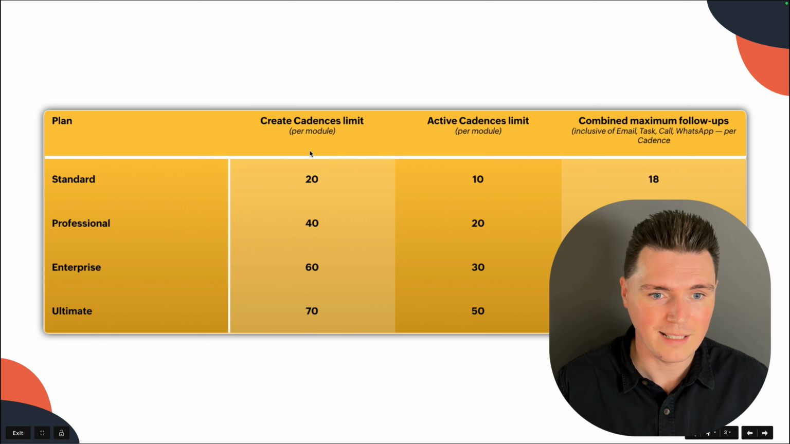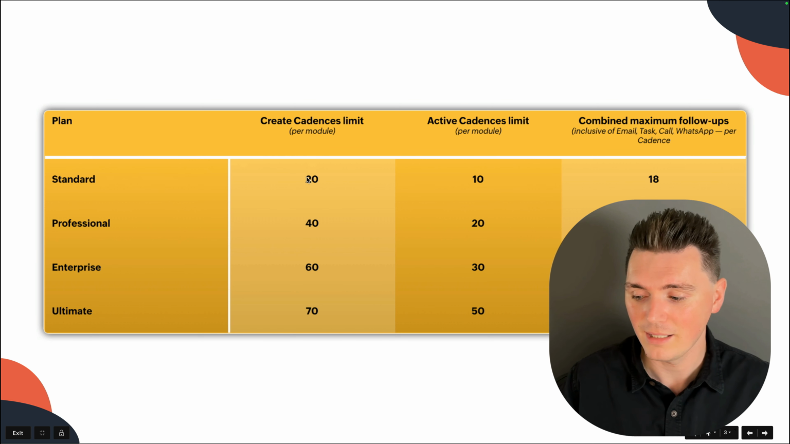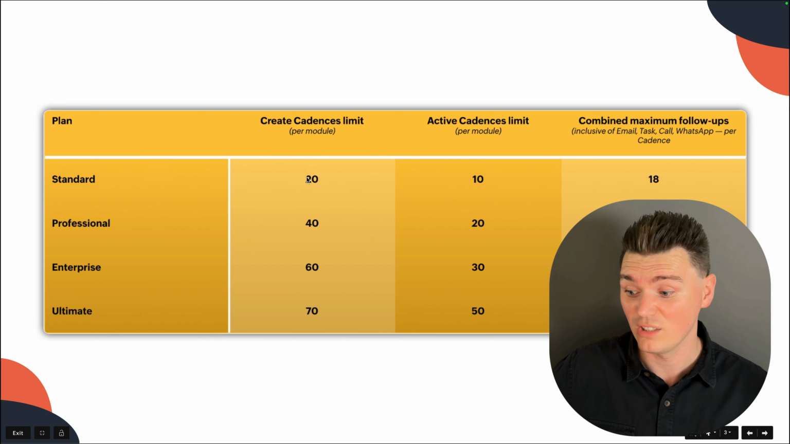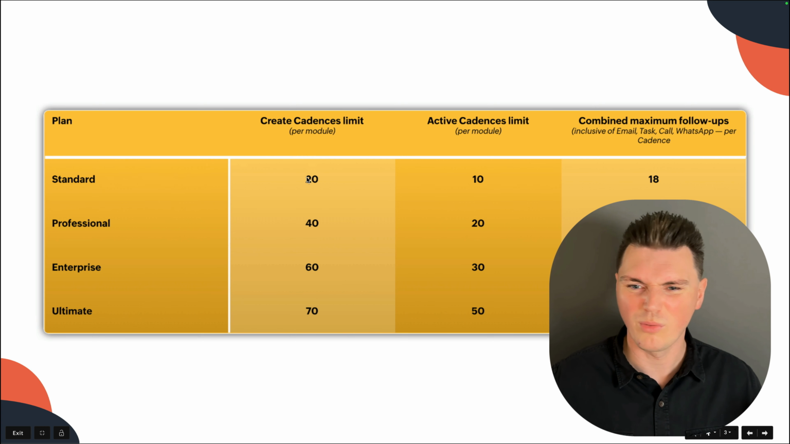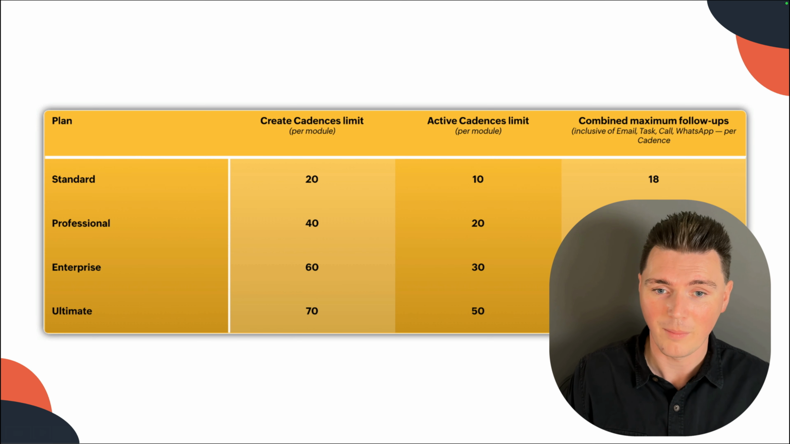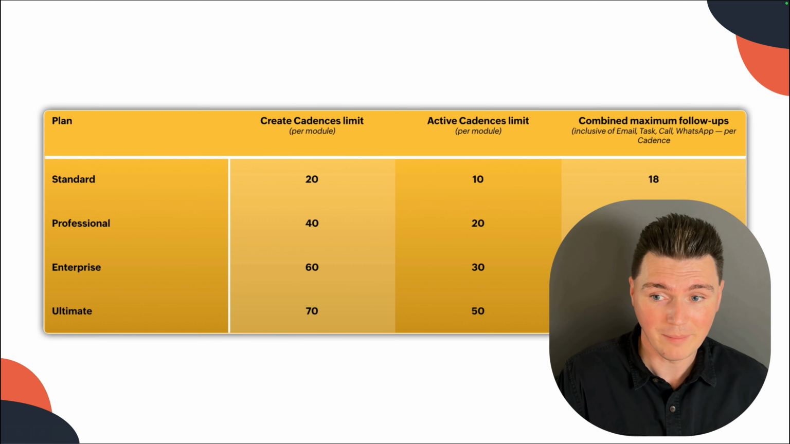So even at the standard plan, you can create 20 different cadences per module. So that's 20 for leads and 20 for contacts and 20 for deals. So the reality of people hitting these limits is pretty low. And to be honest, until Zoho made the update this week where they increased the limit, I'd never hit it anyway. So it hadn't ever crossed my mind that there is a limit.